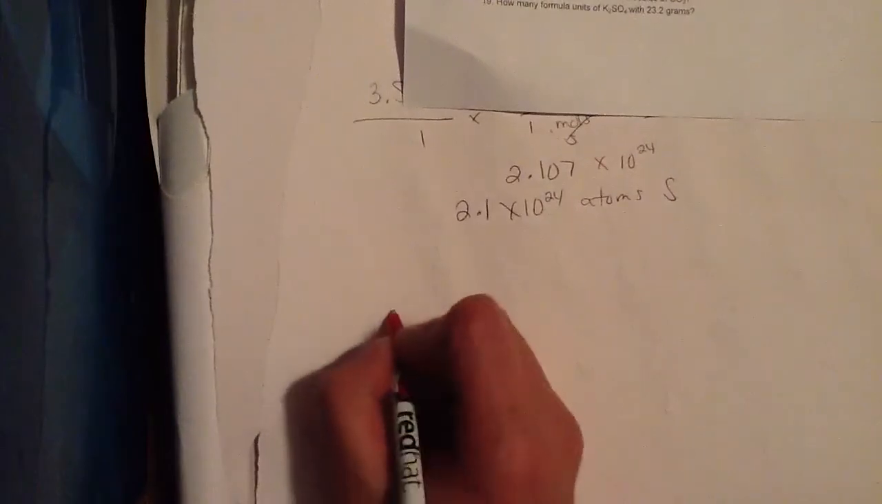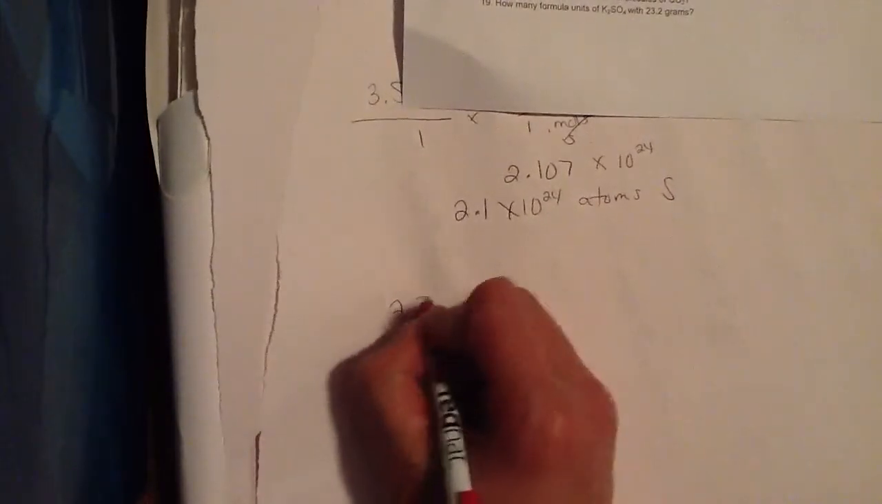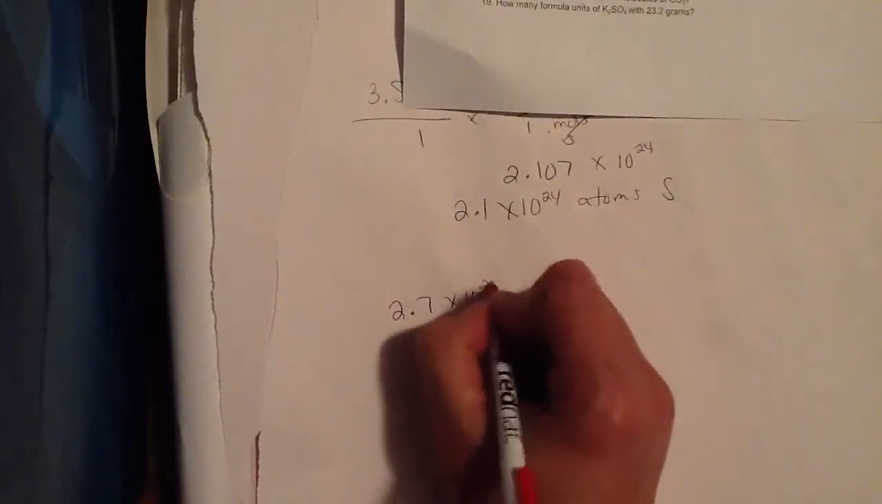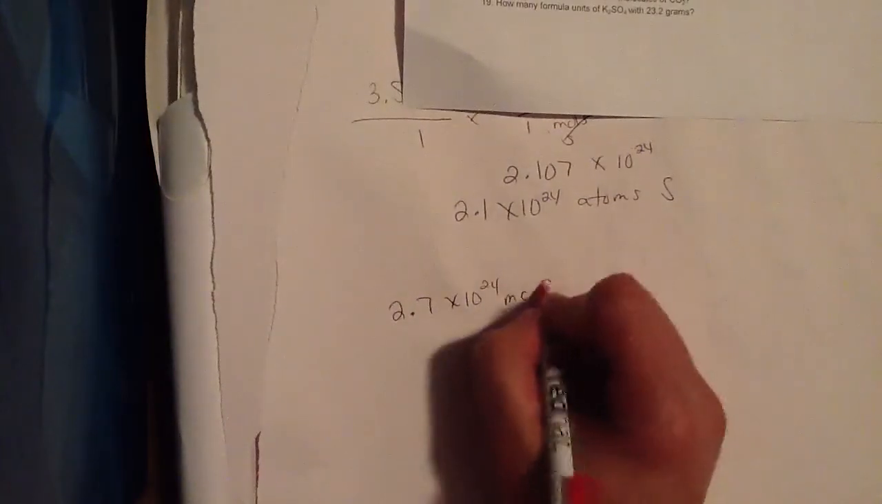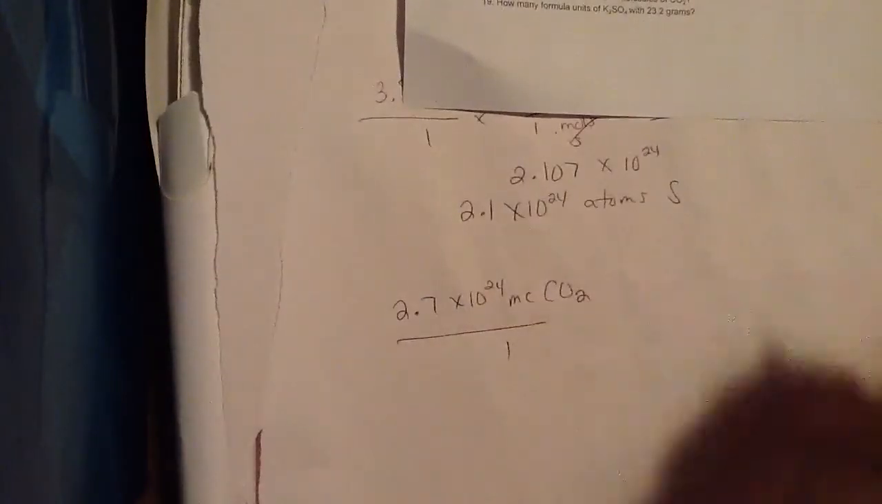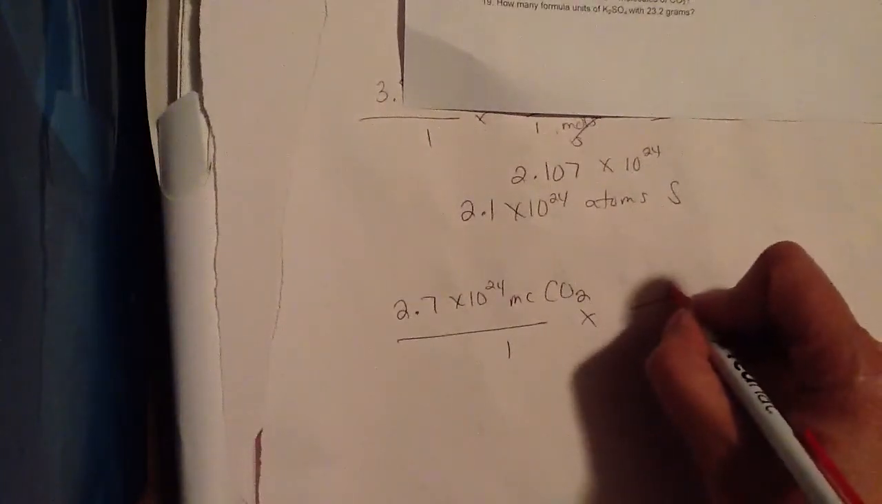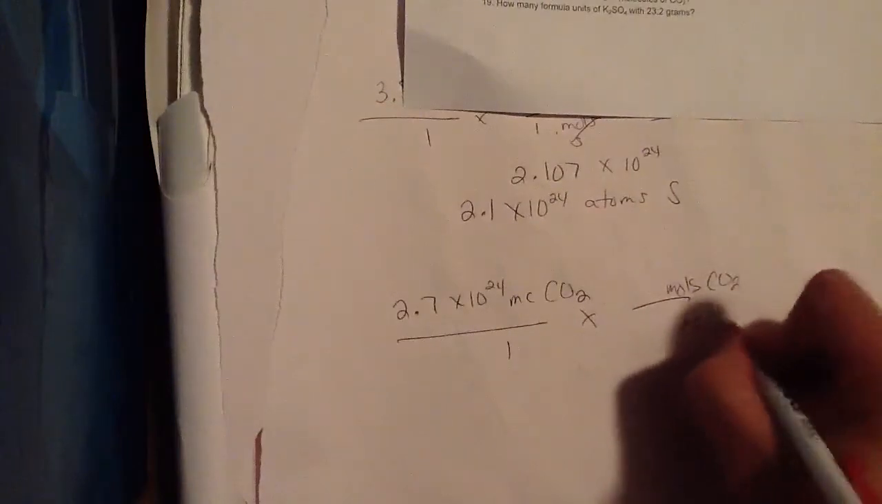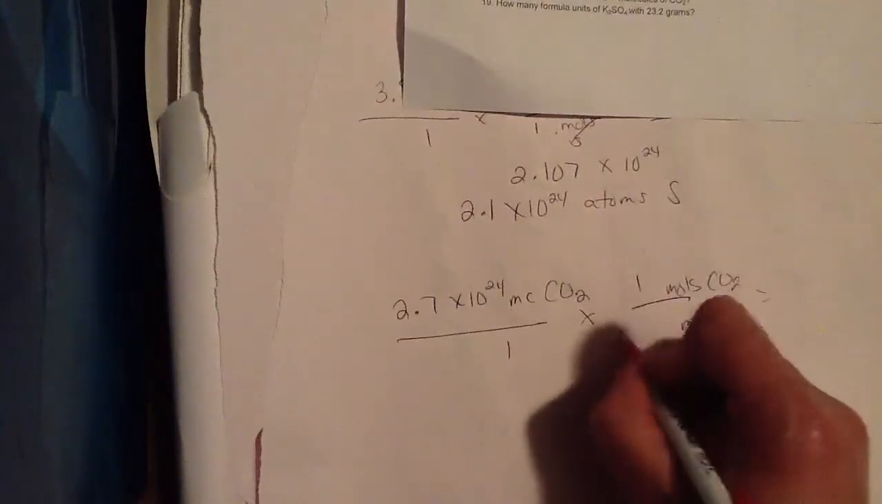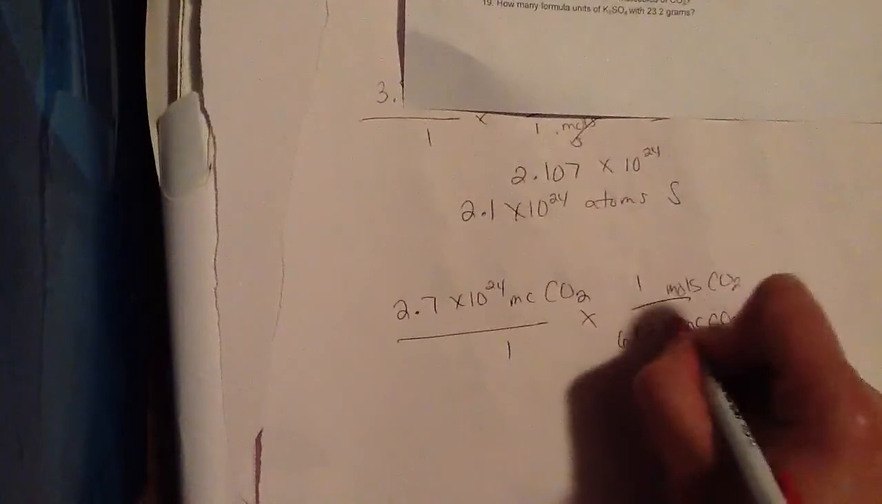Alright, so number 18, it says how many moles are in 2.7 times 10 to the 24th molecules of CO2? So I start with 2.7 times 10 to the 24th. I'm going to go MC for molecules because I'm running out of room on the paper. Over 1. Okay, molecules is going to come down, and I'm going to go to moles up top. Alright, so in this situation, we're going 1 mole, Avogadro's number goes on the bottom, 23. Cross off, cross off.